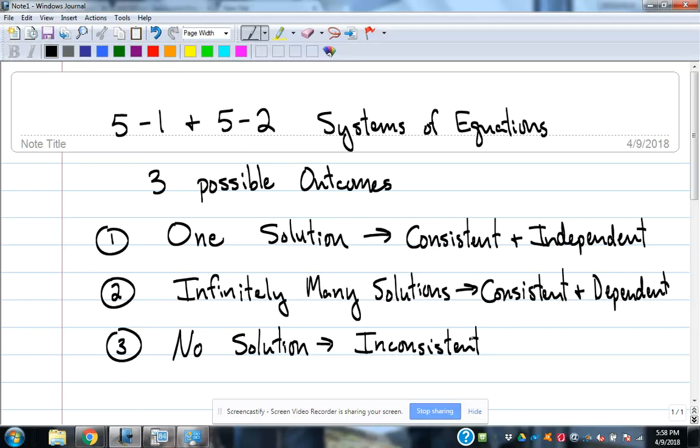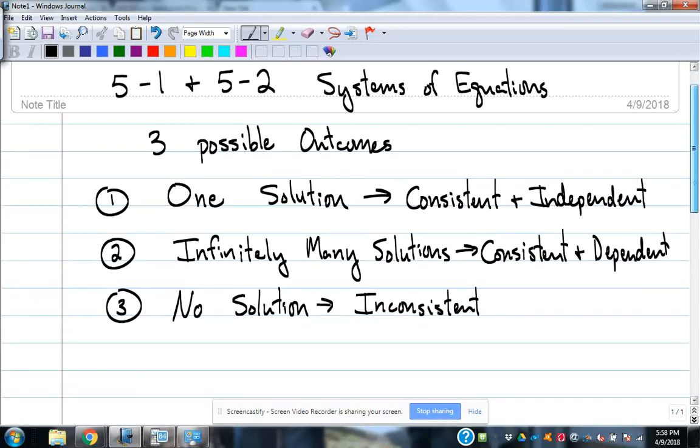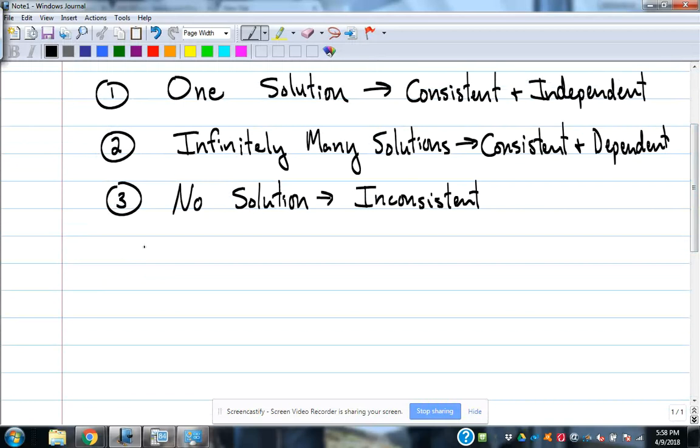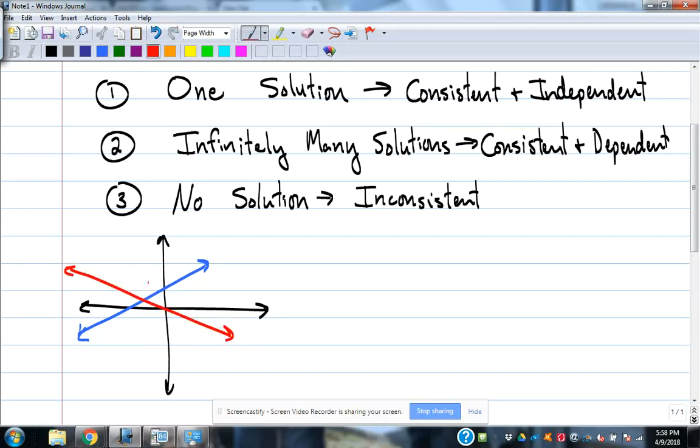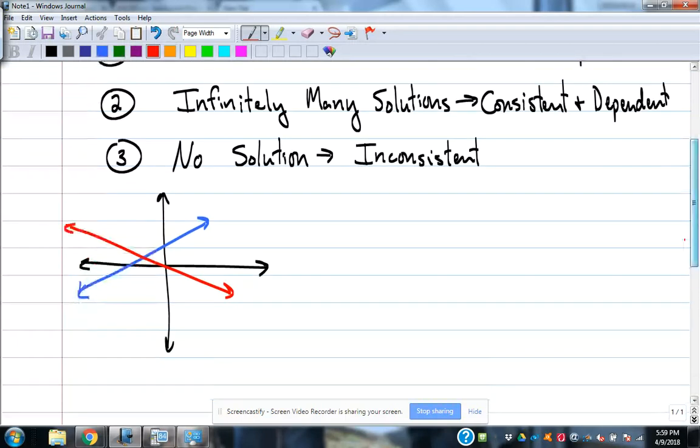Okay. So if you're dealing with linear examples, and this is probably the easiest one to draw, if there's one solution on a graph, you would have 2 lines, a blue one and a red one. How many places are those lines crossing, the blue and the red crossing? 1. That's what it looks like when there's one solution.